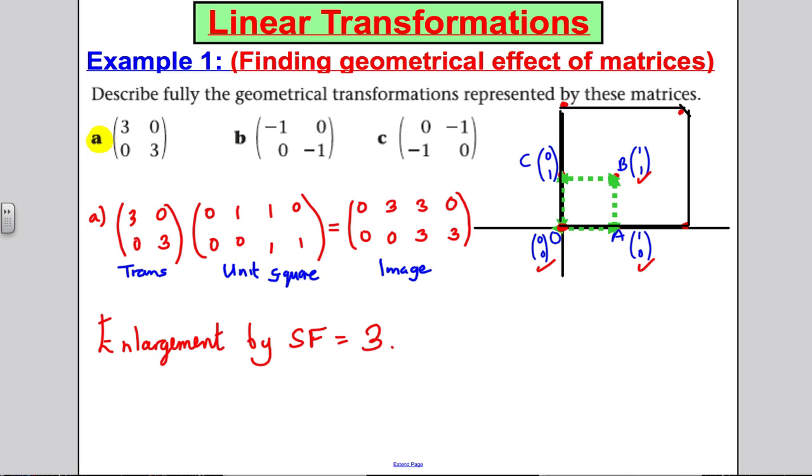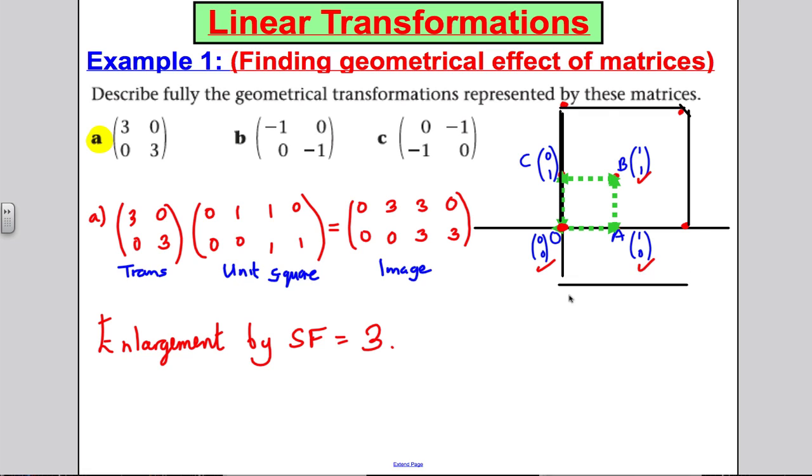Okay, so the general idea, if you want to find out what the transformation matrix does, apply it to the unit square, see what happens to the unit square, and then decide what transformation that actually is. It should be quite easy to decide. Now I'll leave B and C for you to try yourself. So on the next slide you're going to try B, and after that you're going to try C.